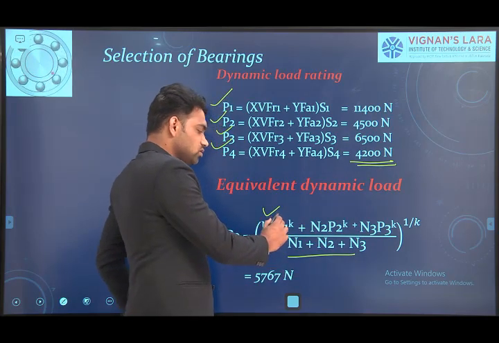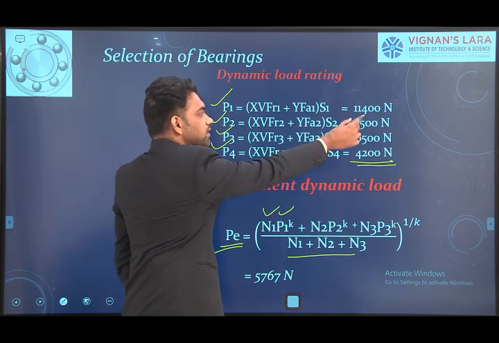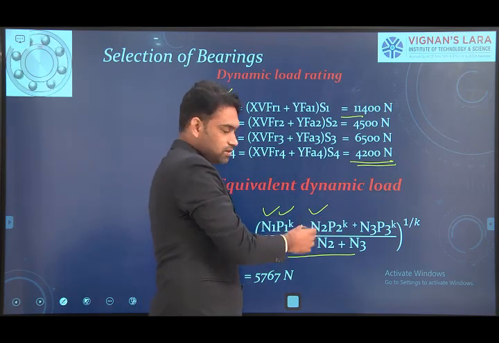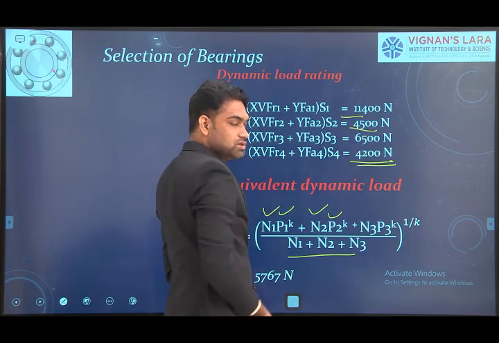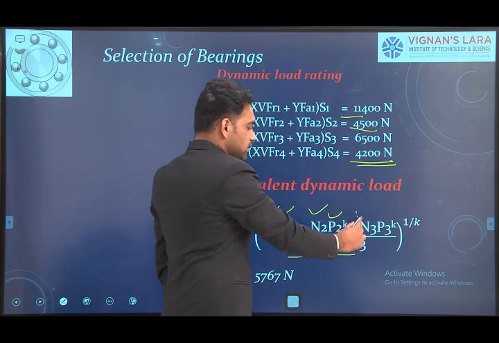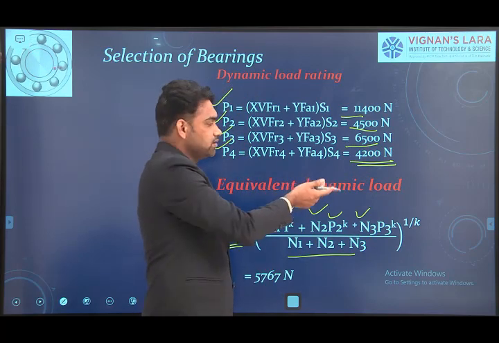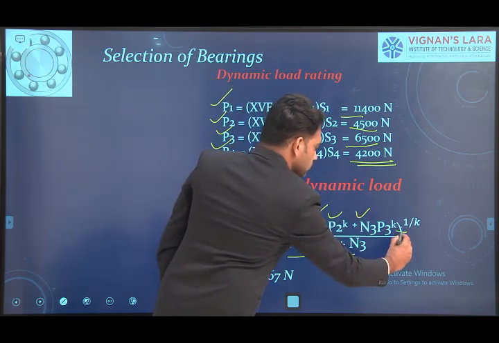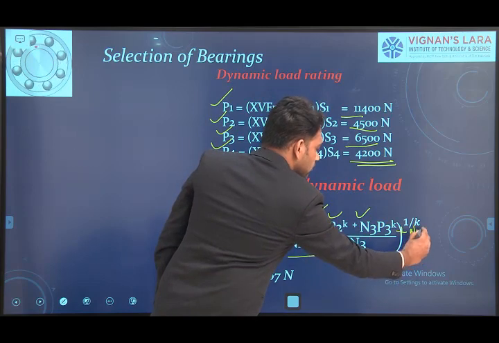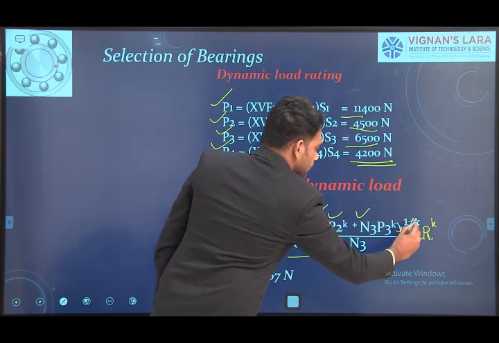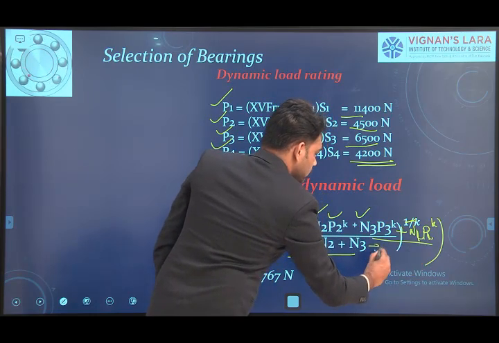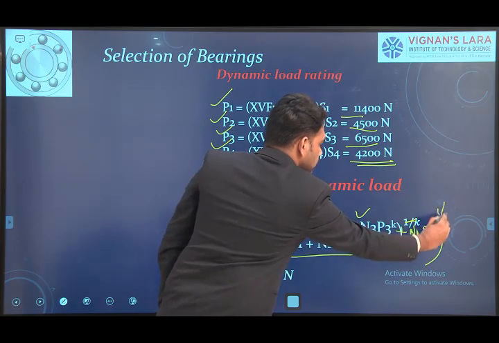N1 is known, 40, and P1 is calculated here. N2 is known, 50, and P2 is calculated here, 4500 newtons. Similarly N3 is known, and P3 is calculated as well, so we can multiply here. Then N4 P4 power K, divided by N4 we need to write, the whole power 1 by K.